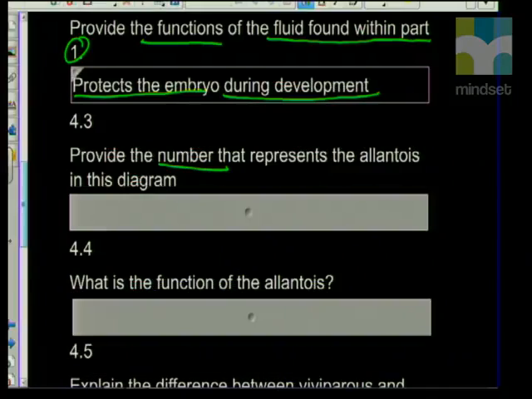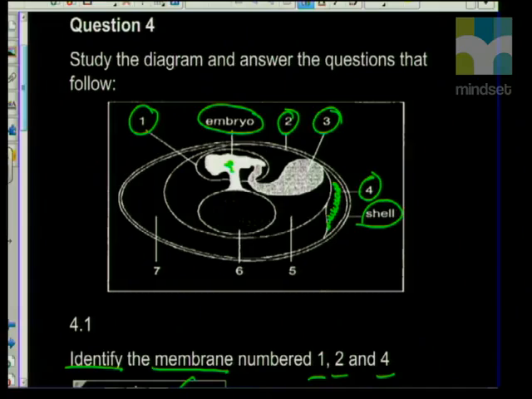Provide the number that represents the Allantois canal. Okay, the Allantois canal. Yes, it's a big word. I know you're going to struggle because I do. But that there is very important. It's a big name and it's not that difficult actually. Here it is, number 3.